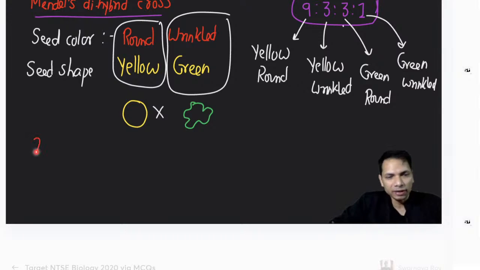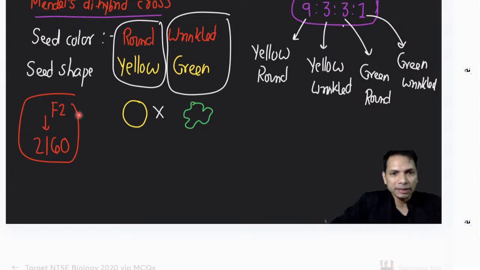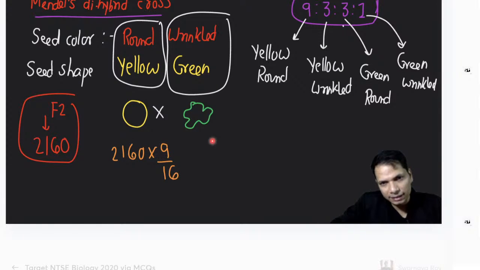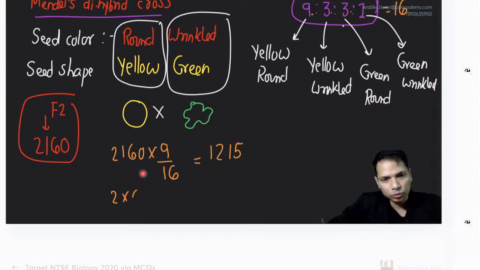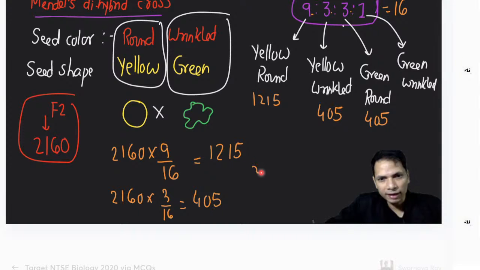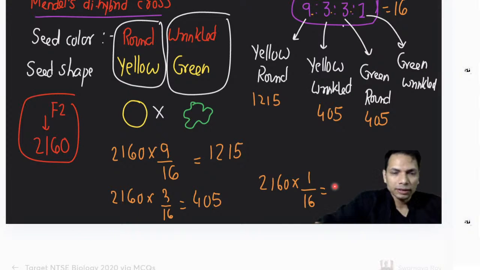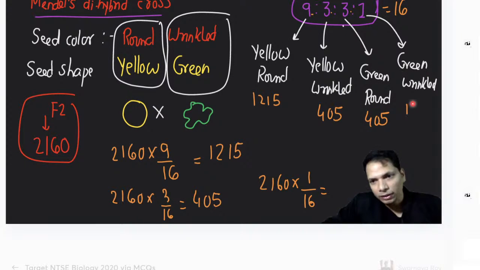Now we have the total number given, 2160. That is the total number of F2 progenies. Now very simple, we will find out how many are yellow round. It's very simple mathematics. 2160 multiplied by 9/16, because 9:3:3:1 totals 16. From here you will get 1215. That's the first number. After that, 2160 multiplied by 3/16, we will get 405. So we will get 405, 405, and finally 2160 multiplied by 1/16, that will be 135.